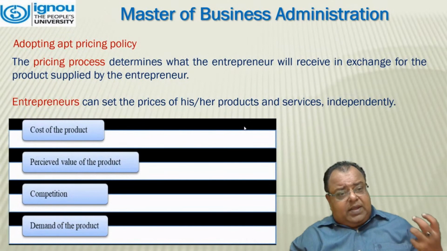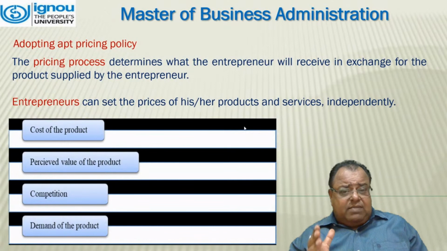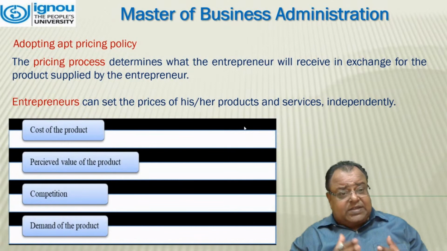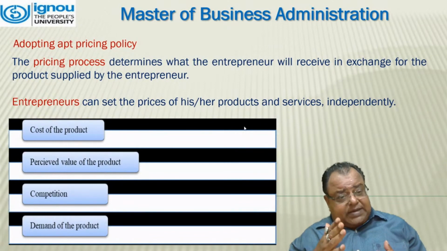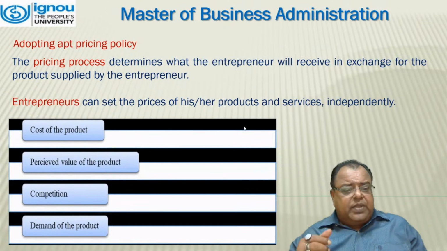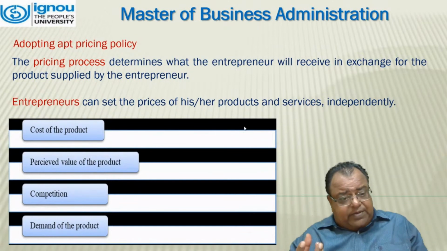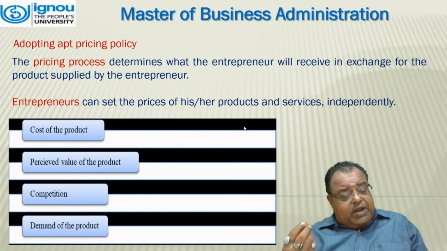Adopting pricing policy. The pricing process determines what the entrepreneur will receive in exchange for the product supplied. Entrepreneurs can set the price of their product and service independently. That includes the cost of the product, perceived value of the product, competition, and demand of the product.